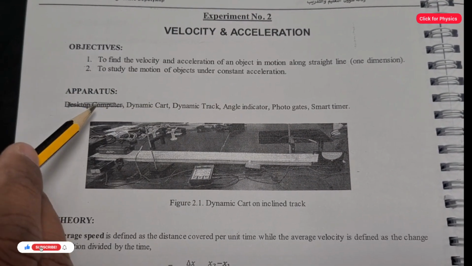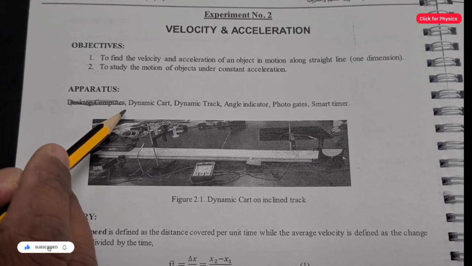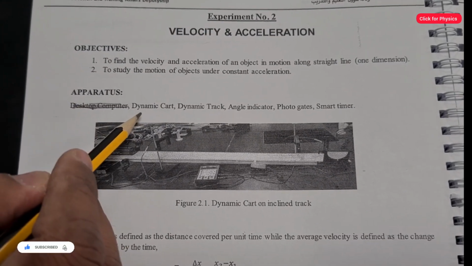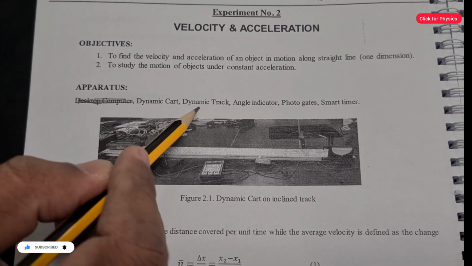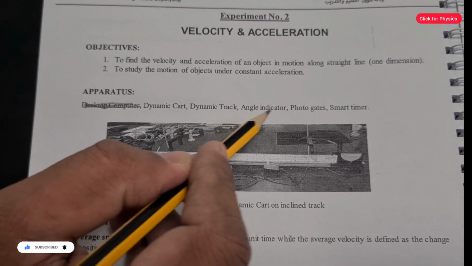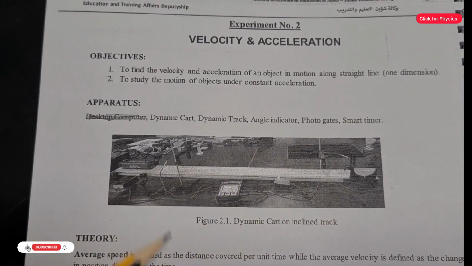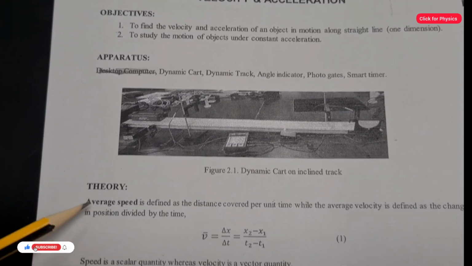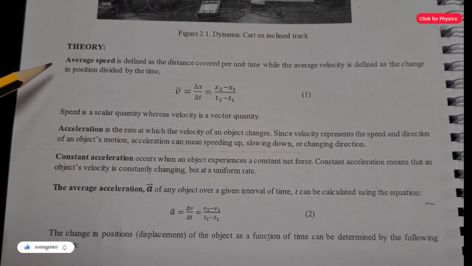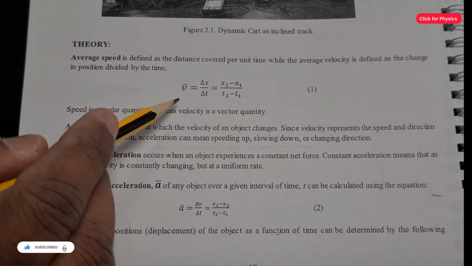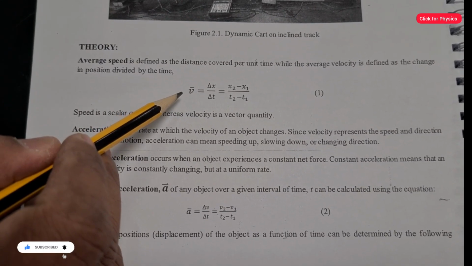For this experiment, we are going to use the following apparatus. We are going to use a dynamic cart, dynamic track, angle indicator, photo gates, and smart timer. The theory behind this experiment is that we are going to use four equations. The first equation we are going to use is average velocity.